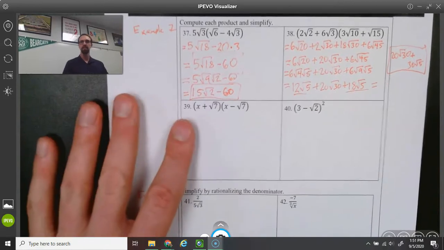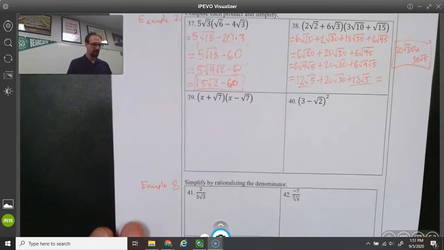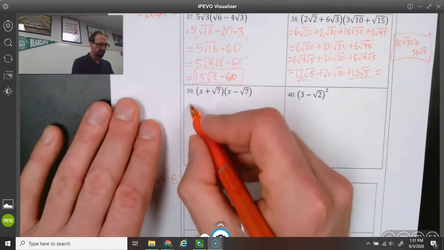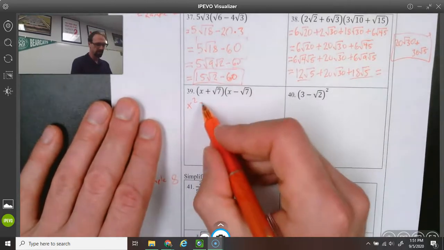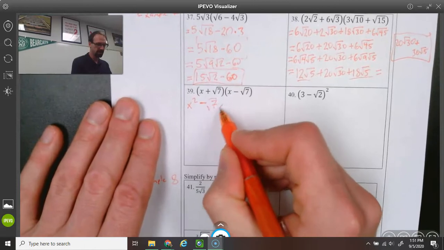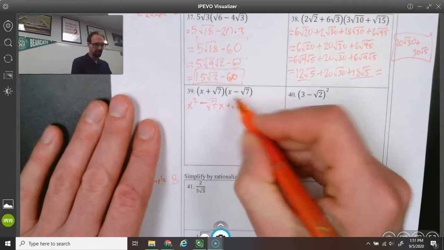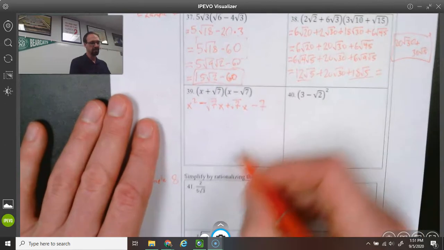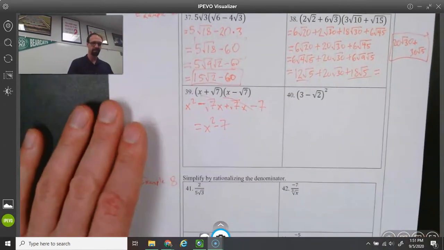Next one. This one gets a little bit tricky. I do want to point out that this is a difference of squares when we multiply it out. So we should get x squared minus 7 when we get done. But just to showcase that, I'm going to have x squared, x times x is x squared. And then my outside terms, minus square root of 7 times x. Inside terms, plus square root of 7 x. And then my last terms, minus square root of 7 times square root of 7 is 7. So again, these cancel. And I end up with x squared minus 7.